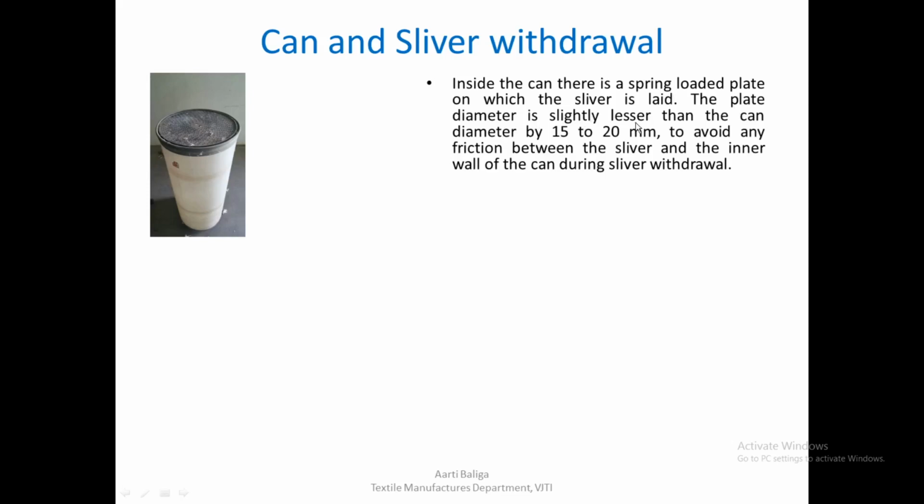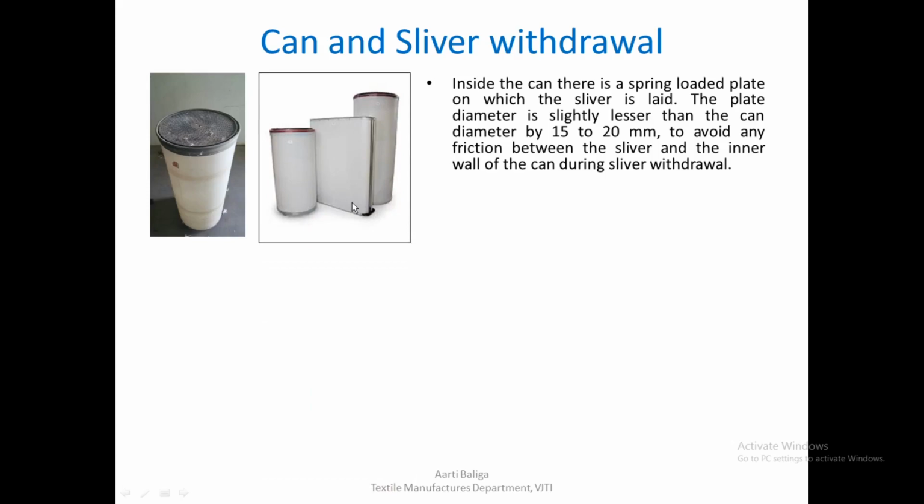The plate diameter is slightly lesser. As you can see here also, it is slightly lesser than the diameter of the can. It is about 15 to 20 mm smaller than the diameter of this can. And this is done so that you can avoid friction between the sliver coils that you are going to lay on this and the inner wall of the can. So this much care needs to be taken because the sliver, as we know, is quite delicate in nature, and no amount of friction should be there.